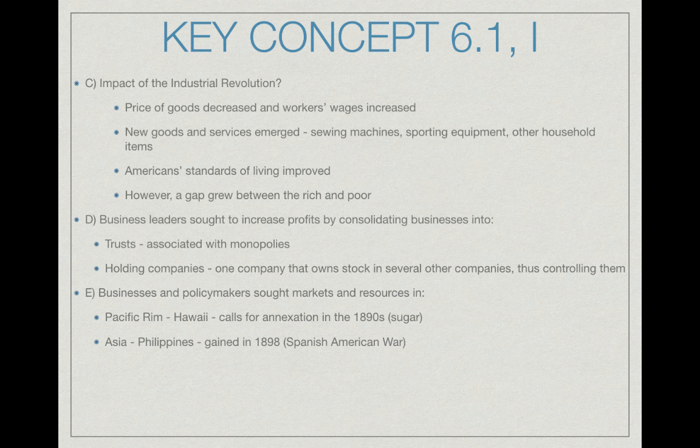Also in Asia, the Philippines will be gained by the United States in 1898, in which period 6 ends, and this is as a result of the Spanish-American War. And in 1899, I realize this is period 7, but still the late 19th century, we had the open door policy in China, in which the U.S. sought to trade freely with China.